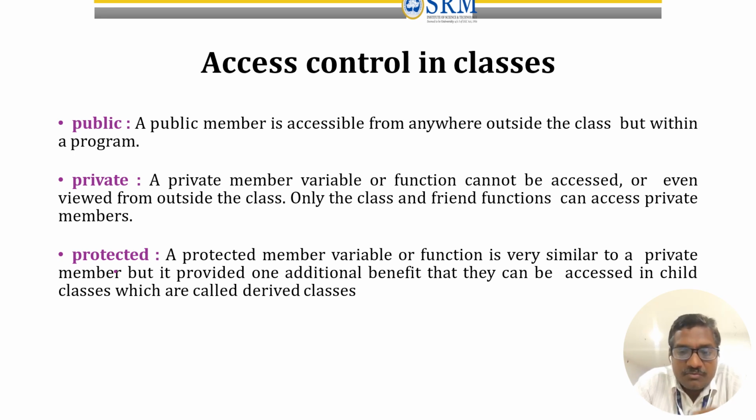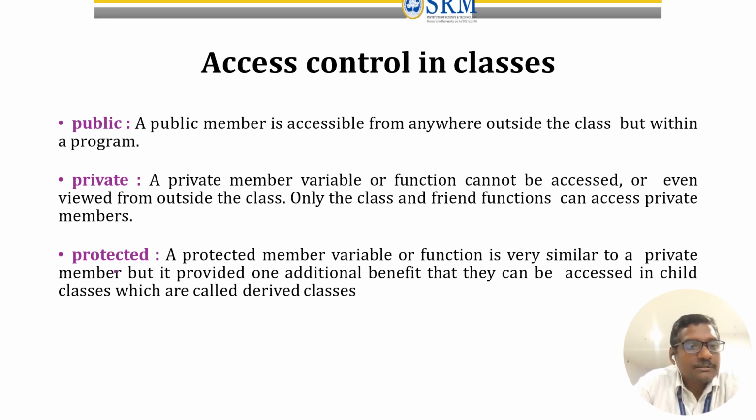In some cases, if you forget to give any access specifier, what will happen? The compiler will automatically protect the data. Automatically it will assign it as private if you forget to give an access specifier. If you give public, then it can be accessed outside. If you forget to give any access specifier, by default the C++ compiler will take it as a private access specifier.